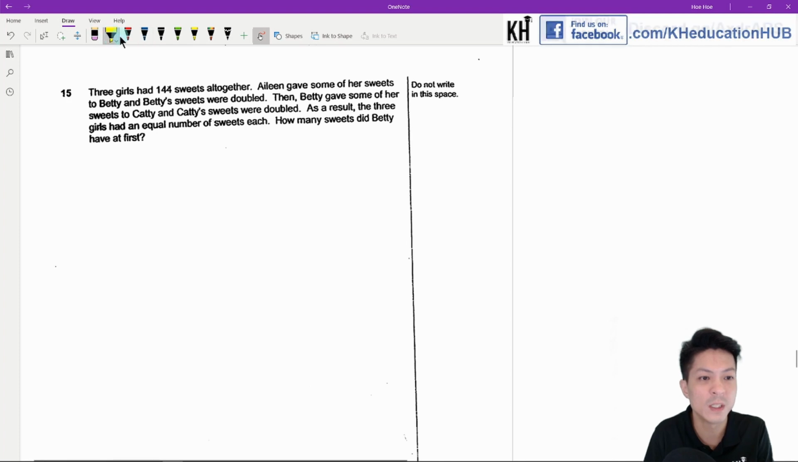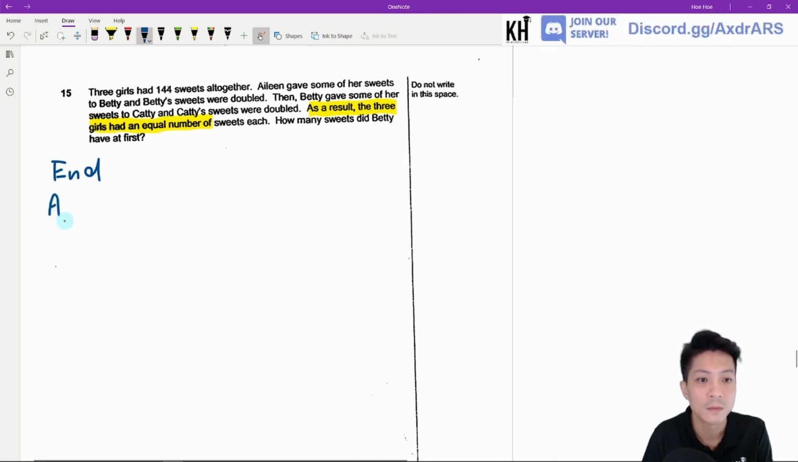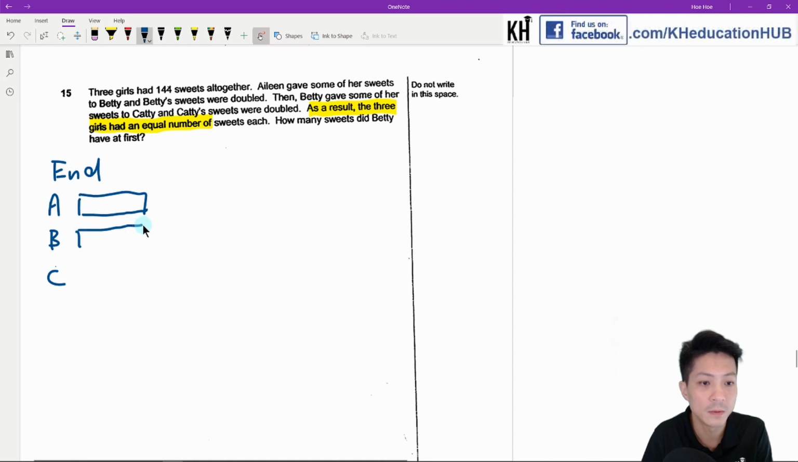Okay, so this type of question is a working backwards question. So we're gonna start off at the very end. Okay, the three girls have an equal number of sweets, right? So I'm going to draw A, B, and C. Equal amount.